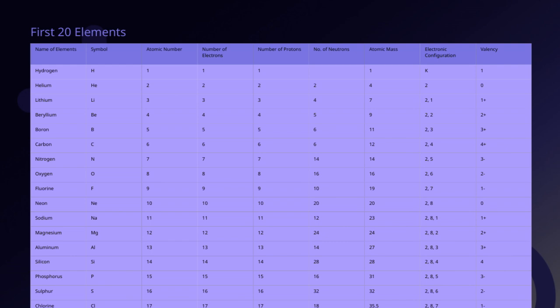and magnesium, Mg, with atomic number 12, has a valency of +2. Aluminum, Al, with atomic number 13, has a valency of +3. Then we have silicon, Si, with atomic number 14, which has 4 valence electrons, making it a tetravalent element. Phosphorus, P, with atomic number 15, has 5 valence electrons and a valency of -3. Sulfur, S, atomic number 16, has 6 valence electrons and a valency of -2. Chlorine, Cl, with atomic number 17, has 7 valence electrons, giving it a valency of -1. Argon, Ar, atomic number 18, is another noble gas with a full outer shell, so it has no valency.